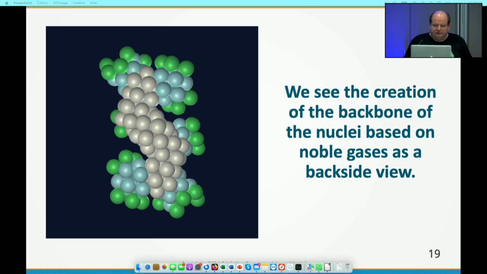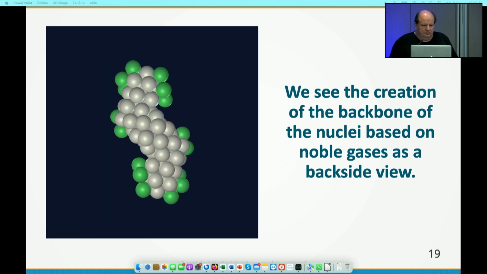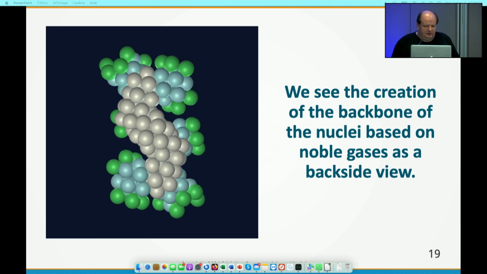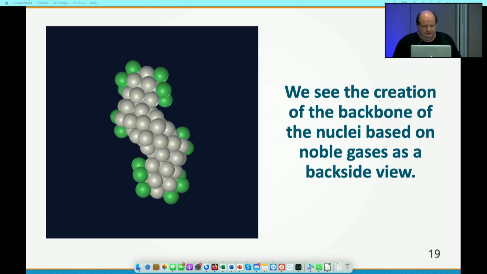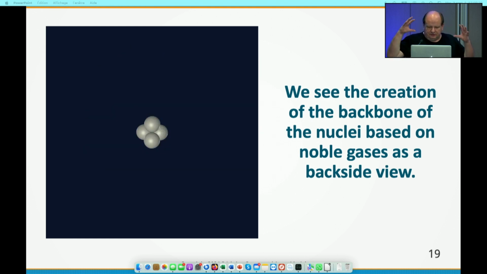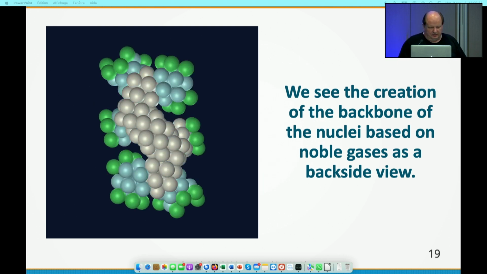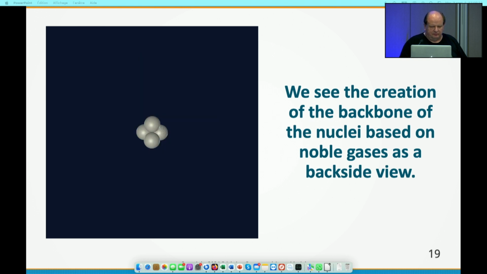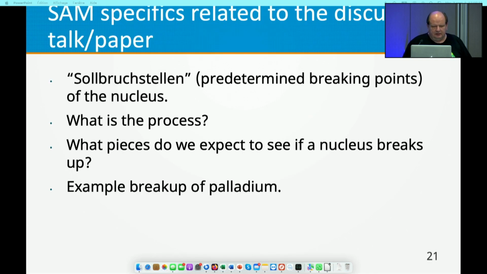So this is another view, a view of the backside, basically. And as you can see, it first elongates and then it branches out. This is based on noble gases and similar structures, just to visualize further what is going on when the nucleus grows and when we go from element to element. So second part: what are the SAM specifics related to the discussed talk or paper?